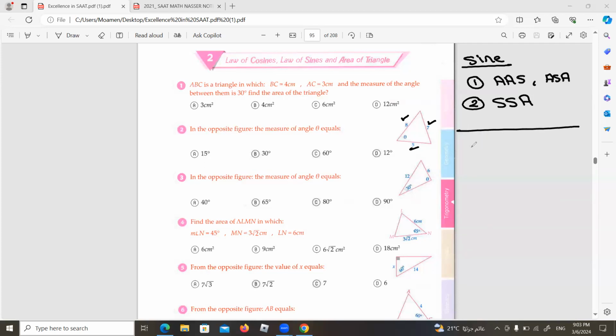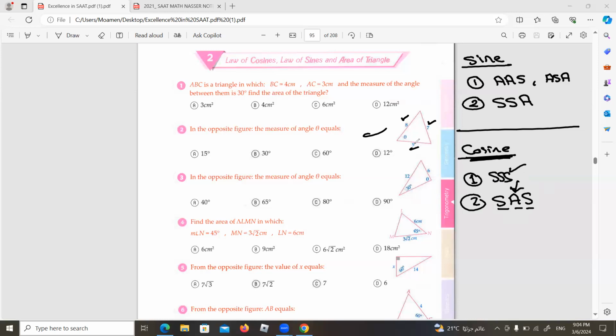Now the cases of using cosine. Number 1, if we have 3 sides, and this is our case. Number 2, if we have 2 sides and the included angle. Pay attention, the order here matters, that's why I write SAS. It means the side and the angle will be included like this. So this is one of the cases of the cosine.